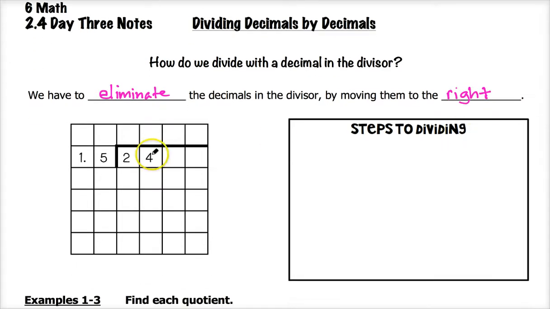So for instance, if we had the problem 24 divided by the decimal 1.5. Well, to make 1.5 a whole number, I'm going to move the decimal point one place to the right. So it's going to go from here to here, directly to the right of the 5. Okay, so that's the first step in dividing with decimals in the divisor. We move the decimal to make the divisor a whole number.